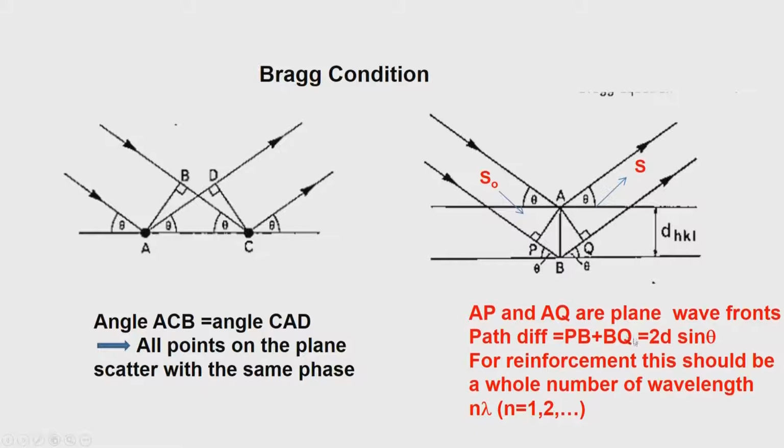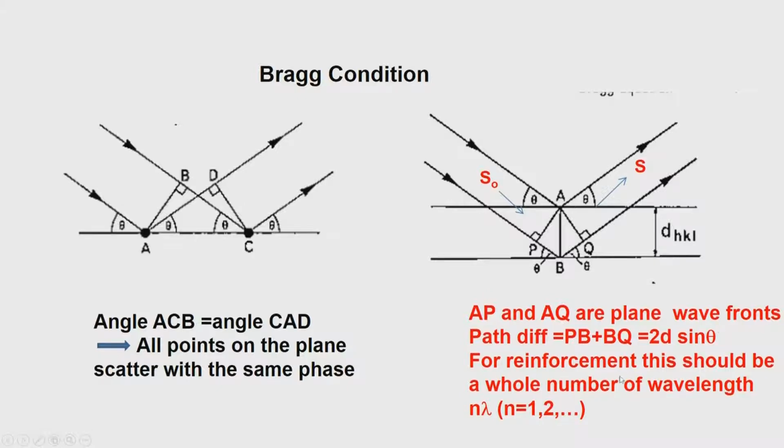Now, the value of PB plus BQ can be calculated based on this diagram, because this is the angle of incidence and this is the angle of diffraction. These two triangles, APB and ABQ, are similar triangles. The property of similar triangles is that the external angle will be equal to the internal angle. So these two angles will also be theta, and therefore one side is d sin theta, the other side another d sin theta. So PB is d sin theta, BQ is also d sin theta, and PB plus BQ is 2 d sin theta.